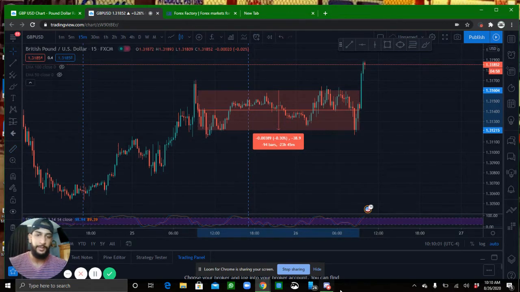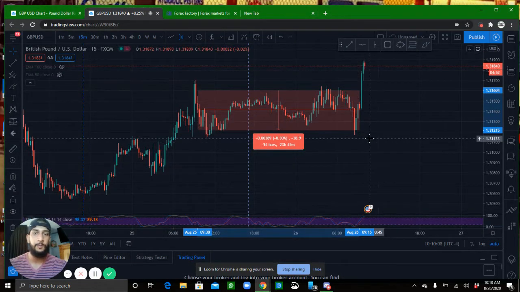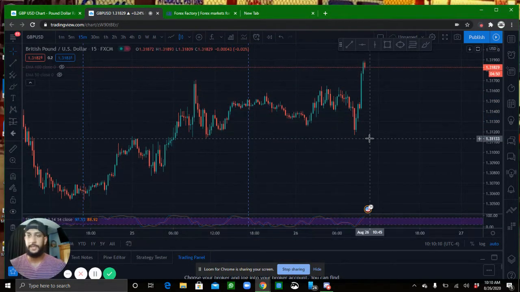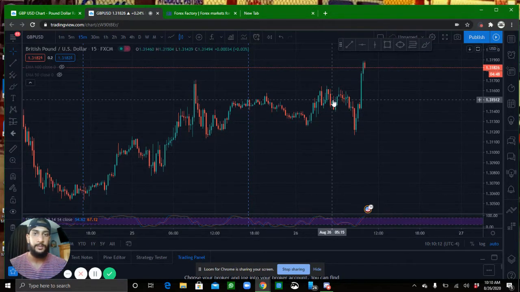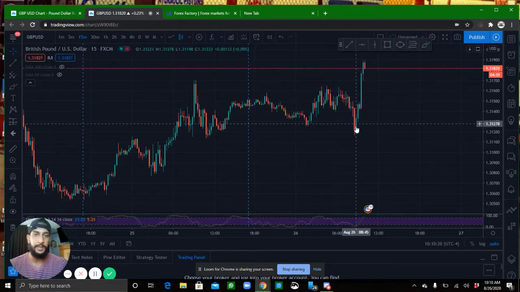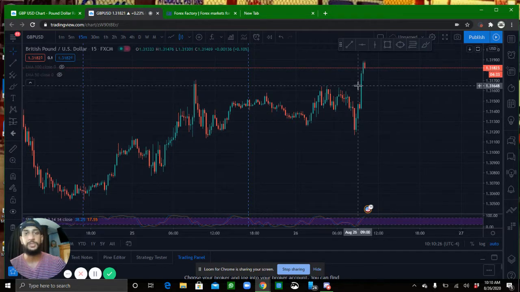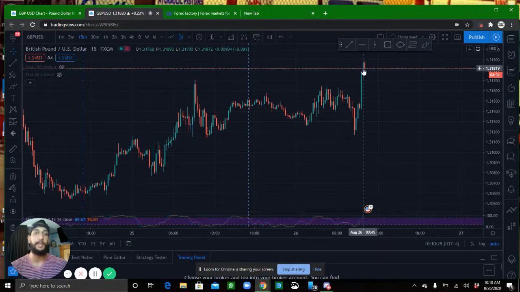And like we told everybody in our chat today too, patience and discipline, no impulse trades here, right? So the reason why we weren't crazy to execute into a pair is because we didn't have any confirmations. We didn't have our price action. We didn't have any breaks and retests of zones. We had a breakout to the downside over here, barely, because look at this, right? Barely came out, and the buyers came back in and shifted and took all their money back and then some.